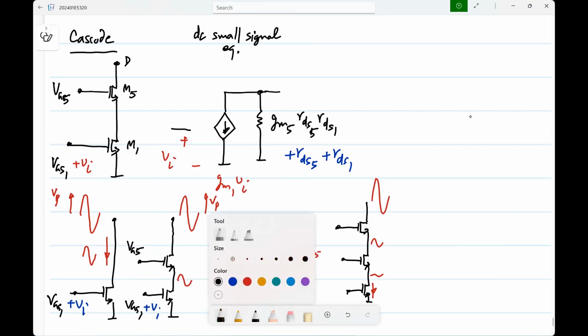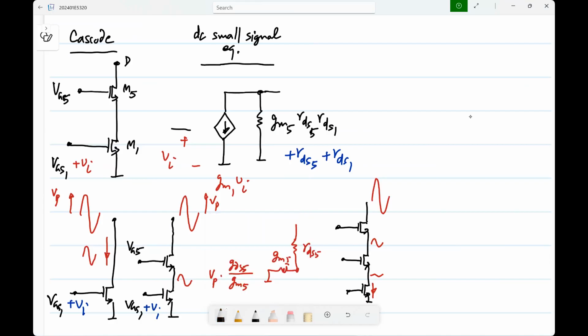Now, next we'll look at approximately what happens as a function of s for AC. Here, what I'll do is I'll just neglect all the RDSs. That is, I will set them to infinity. This is just for simplicity. So now, as you sweep the signal frequency, which is the dominant element that appears?